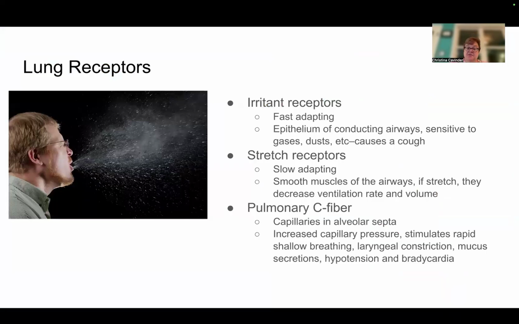The lung receptors, you have several. You have the irritant receptors. They're very fast adapting. So the epithelium of the lung tissue is in the conducting airways, and it's sensitive to gases, dust, anything that could make an irritant, basically, to your lungs causes you to cough.